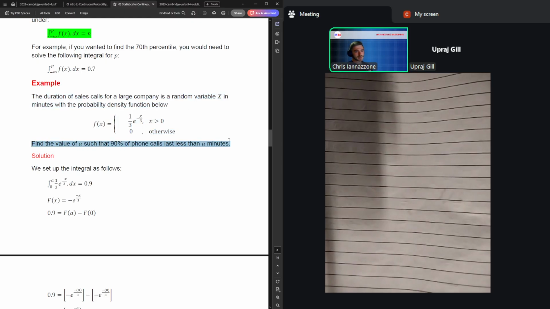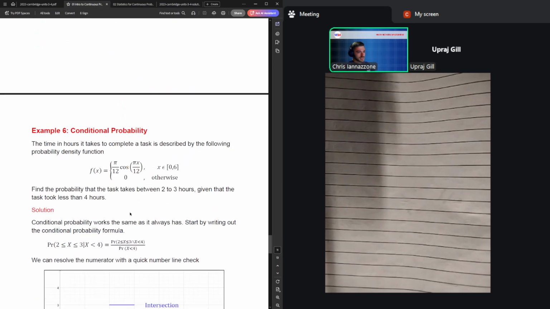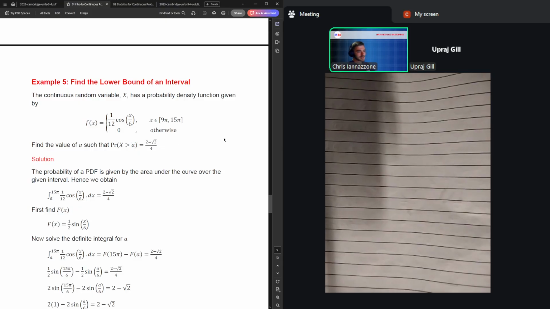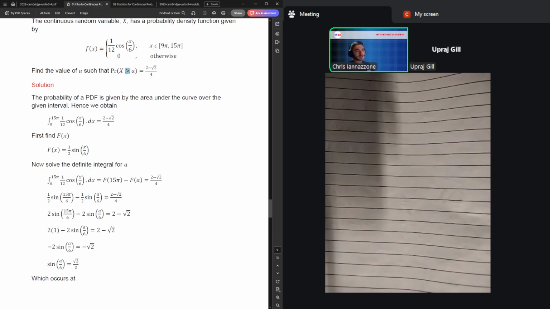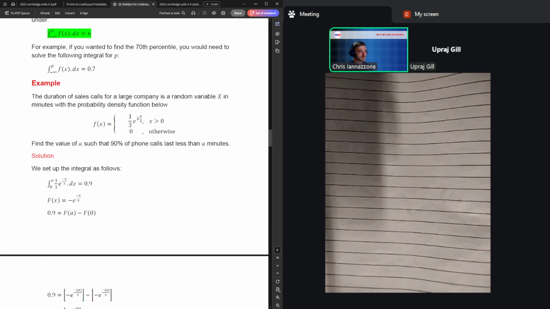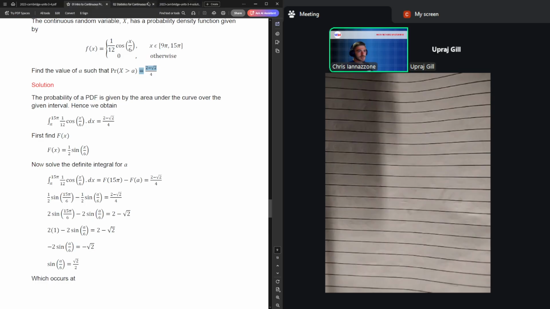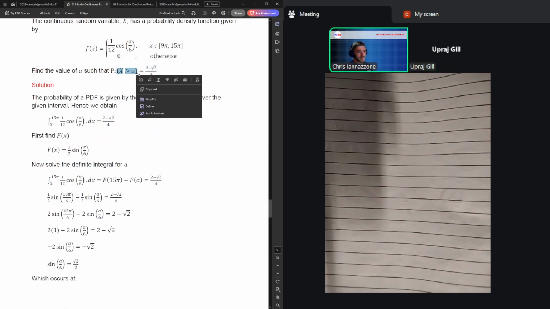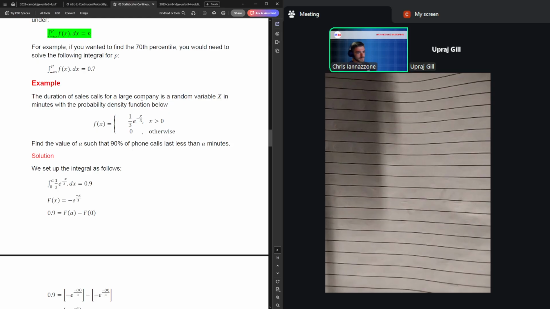A typical way of framing that question would be to say something to the effect of, find the value of A such that 90% of phone calls last less than A minutes. We've done this before. Anytime you're solving an inequality, we're solving a percentile like this. This is a percentile question. It's pointing upwards instead of downwards, but it's the exact same idea, which is the thing that you're given: you're given a target probability. You're less than A minutes. This was greater than A, whatever the unit was. Same procedure.